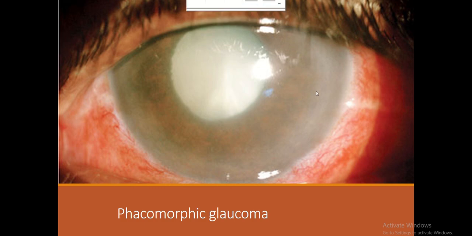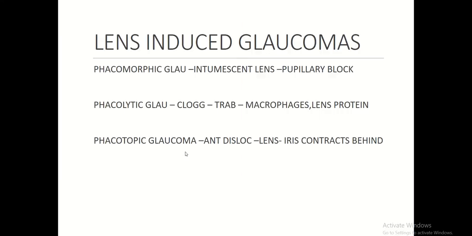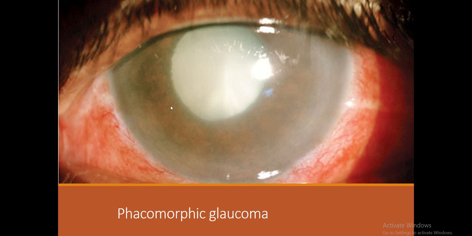So this is phacomorphic glaucoma. You can see the circumcorneal congestion. Look at the cornea. The cornea is totally edematous and hazy. The anterior chamber is totally shallow, and this intumescent lens is touching against your iris, causing a total pupillary block here. This is phacomorphic glaucoma, an example of a secondary angle closure glaucoma, where the secondary angle closure is due to the intumescent lens.